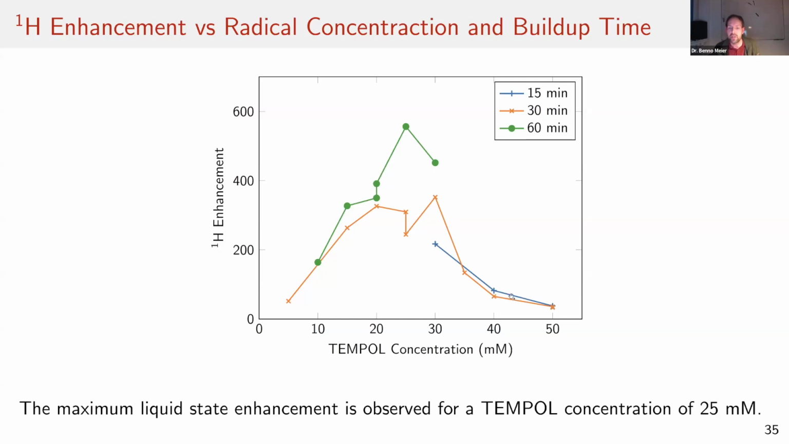But now we use this machine to systematically study the proton enhancement that we would get as a function of TEMPOL concentration. And this is done for different build-up times here. These are experiments that Dima did. And what you can see is that 50 millimolar is not at all the optimal concentration if you don't look at the solid state polarization, but really at the resulting liquid state polarization. So you would rather use something like 25 millimolar here. Okay, so that's lesson learned.